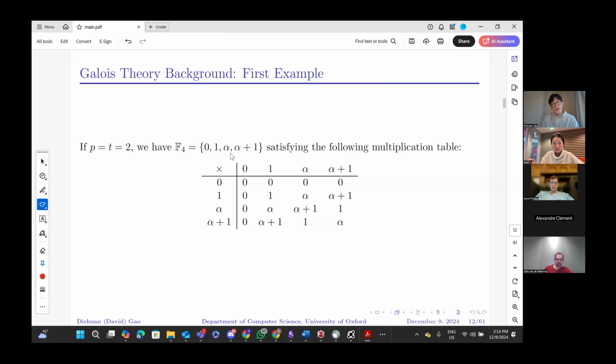So these 4 elements are closed under addition in the obvious way. So if you add 1 to itself, you get 0. If you add 1 to alpha, you get alpha plus 1, and so on. And they satisfy the following multiplication table. Now, if you stare at this multiplication table for a second, this bit of the table is like a Sudoku, meaning that each row mentions each non-zero element exactly once, and each column mentions each non-zero element exactly once. And that is what makes multiplication here invertible.